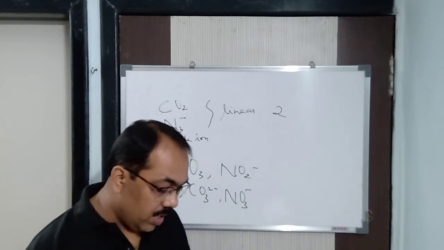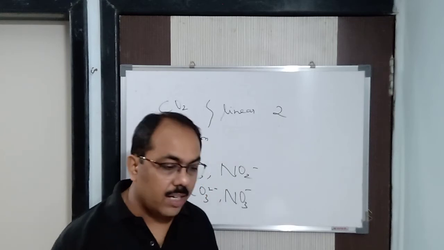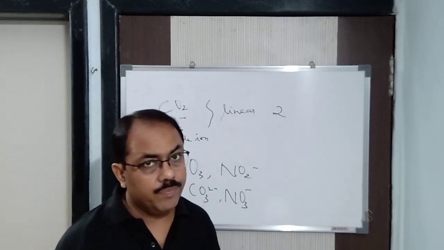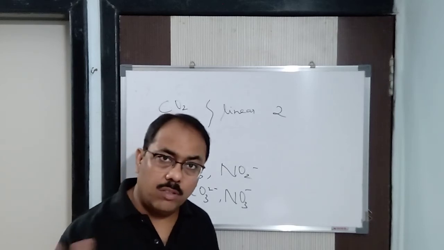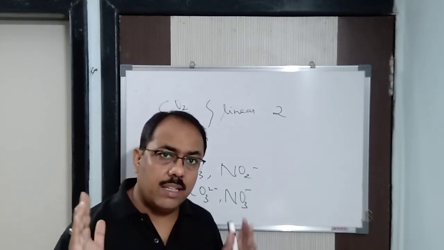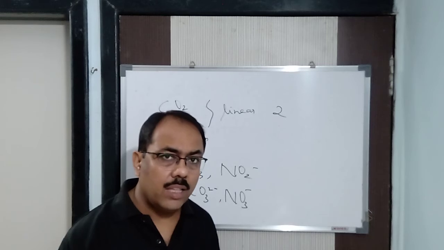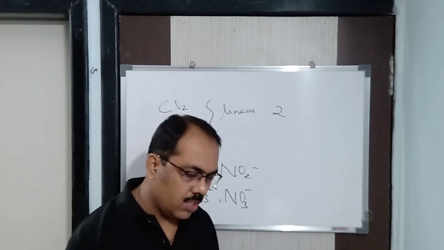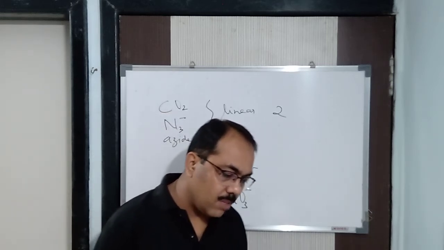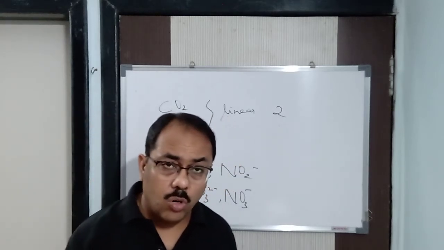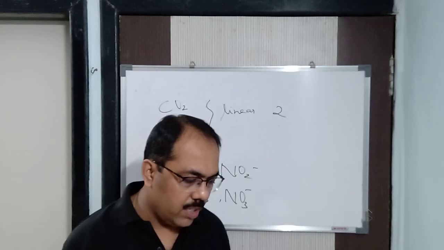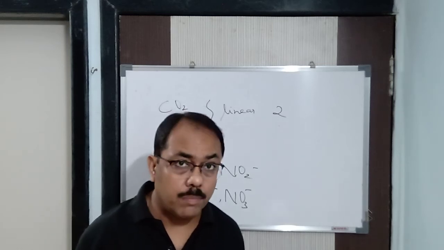What is that? Only atomic orbitals of the same energy can combine effectively. In homoatomic also you have read that whenever atomic orbitals are combined, they have the same energy for the combination. Now they must have the same symmetry, and they should overlap to a maximum extent. They should have the same symmetry. Symmetry means what? Shape.